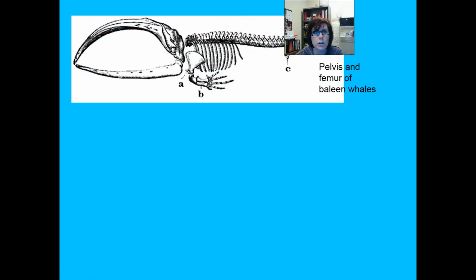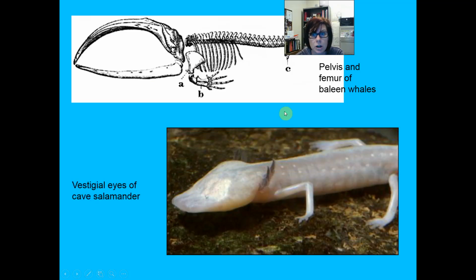If we look at other skeletal examples, the pelvis and femur of a baleen whale. Here you've got the remnants, but they don't have back appendages. Or a salamander, this is a cave salamander that lives in complete darkness, but it has vestigial eyes. They don't function, but in their evolutionary past, maybe when they weren't living in complete darkness, they needed those eyes. Now they don't.